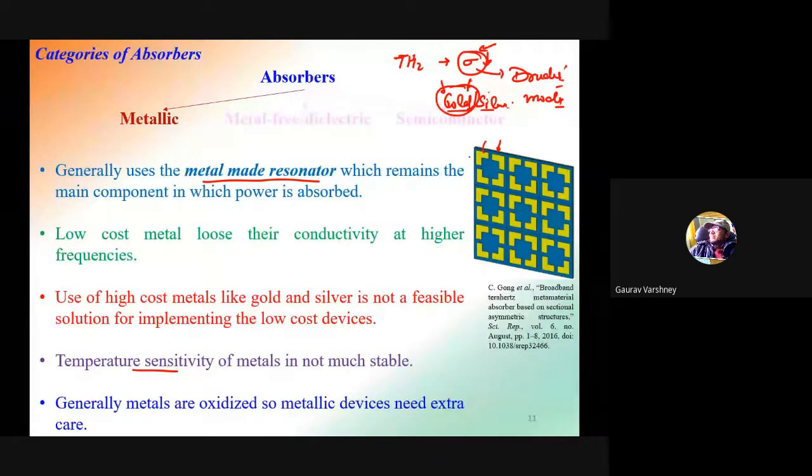In fact, the maintenance of the implemented or developed system by utilizing gold and silver or some other metallic parts will be very difficult, although things are going on and technology is being developed slowly.